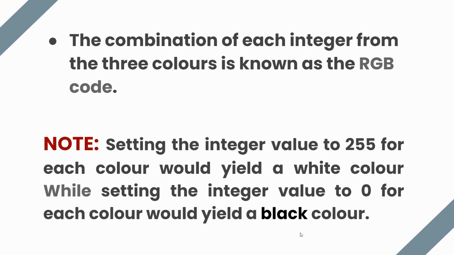So that basically means that any other color you want to obtain is between the lowest values for all the colors and the highest values for all the colors. So any other color you are trying to obtain is between white and black. Black is like the lowest point and white is like the highest. So all other colors fall in between those two main colors, white and black. So that's how the RGB color works.